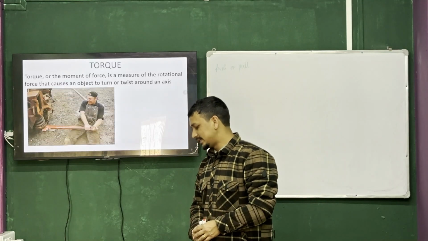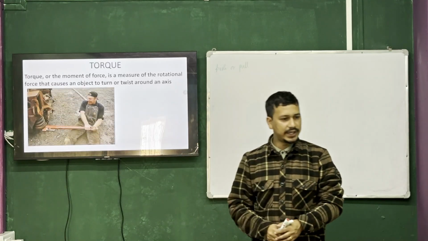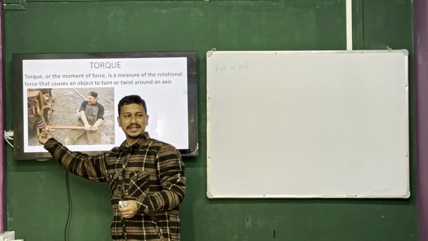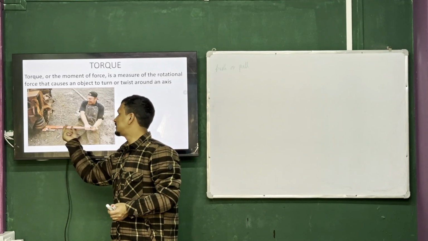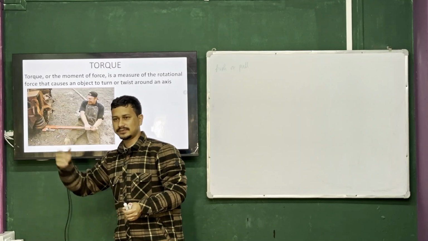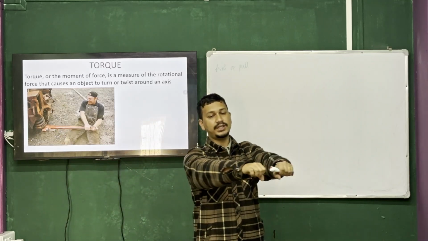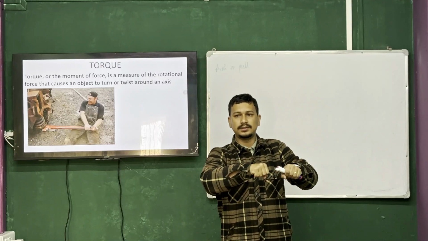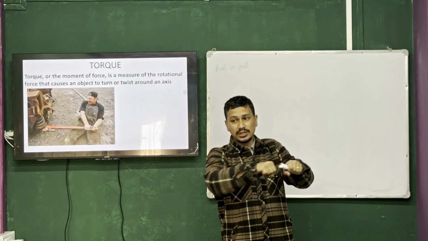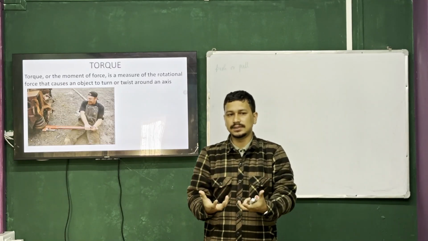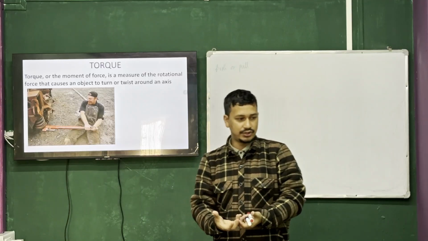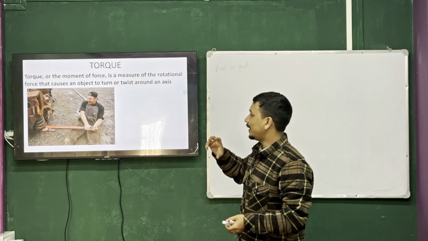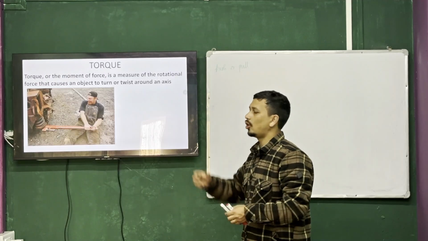Let's understand this with an example. What is this guy trying to do? He's trying to unscrew the bolt that is under it. To unscrew, he's using a wrench, right? Why is he using the wrench? So that he can produce torque. That rotational motion he wants to bring, that's why he's using a wrench. But now my question is, on what do you think this torque depends?